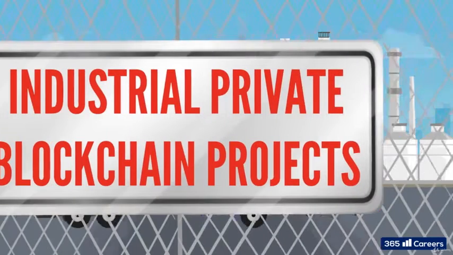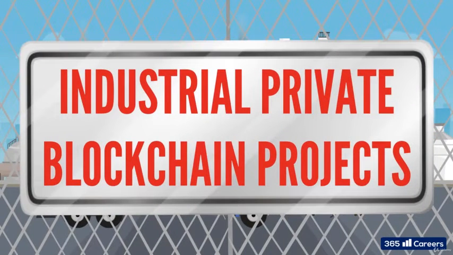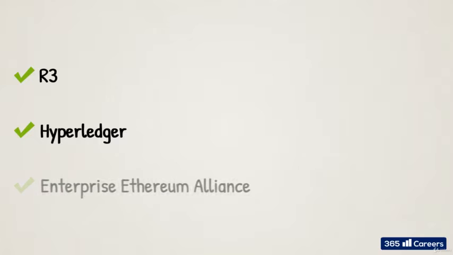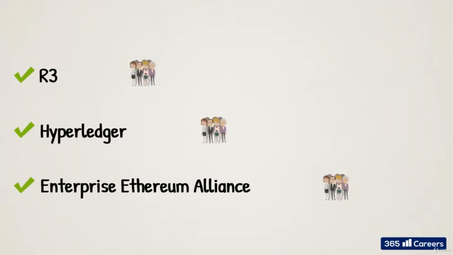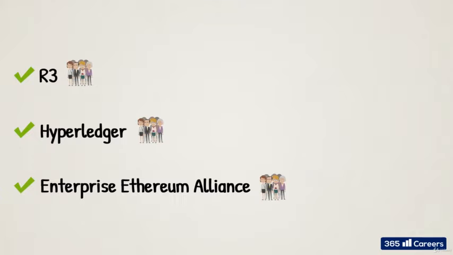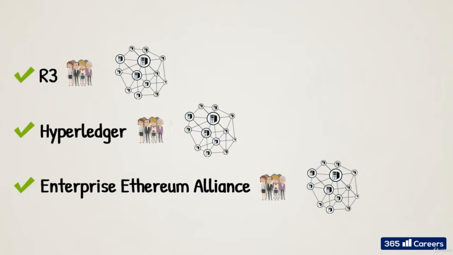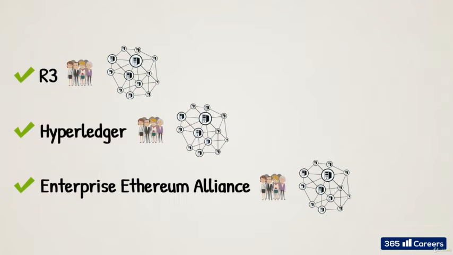This will conclude our overview of industrial private blockchain projects. To recap, in the previous sections, we presented three leading initiatives for developing and promoting enterprise-grade blockchain technology for industrial use: R3, Hyperledger, and Enterprise Ethereum Alliance. Each of them has its own community of members, developers, and other contributors, and they all have their own vision of foundational blockchain technology serving as a basis for further ecosystem development.